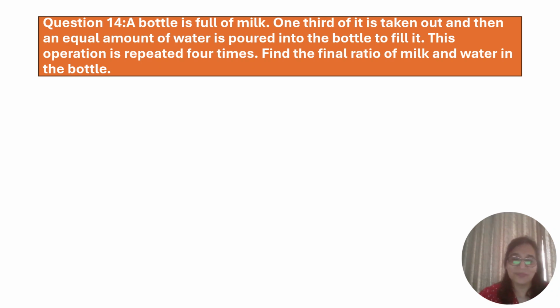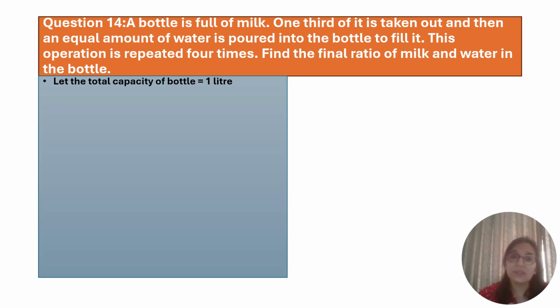Question number 14. A bottle is full of milk. 1/3 of it is taken out and then an equal amount of water is poured into the bottle to fill it. This operation is repeated 4 times. Find the final ratio of milk and water in the bottle.